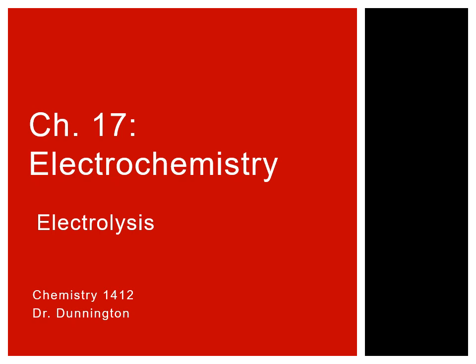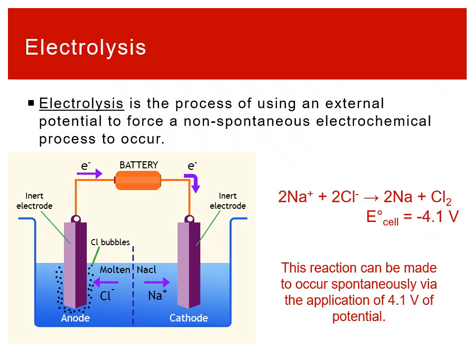The last topic we want to look at in chapter 17 is another application of electrochemistry called electrolysis. Electrolysis is when we start applying electrochemical cells to non-spontaneous processes. When we think about using cells, we get a spontaneous chemical reaction, and that outputs a potential.